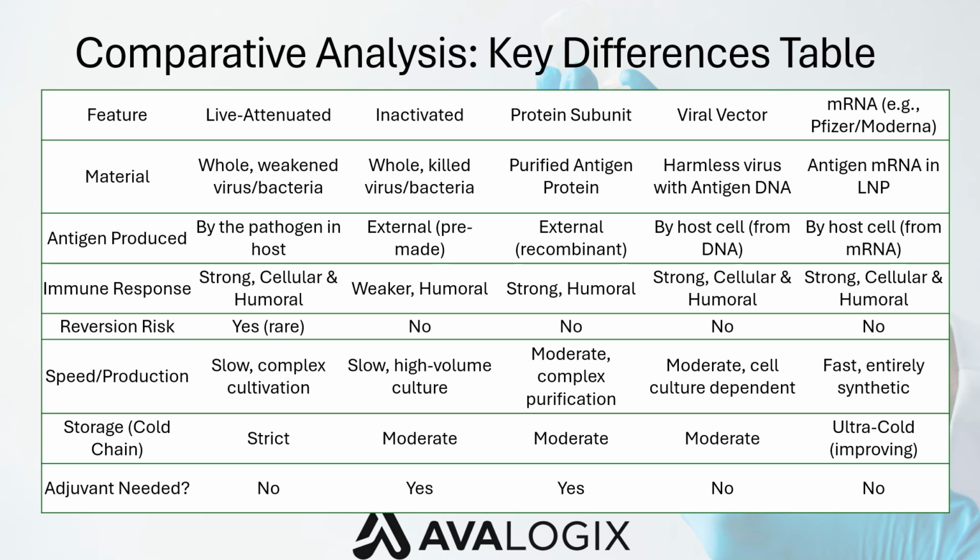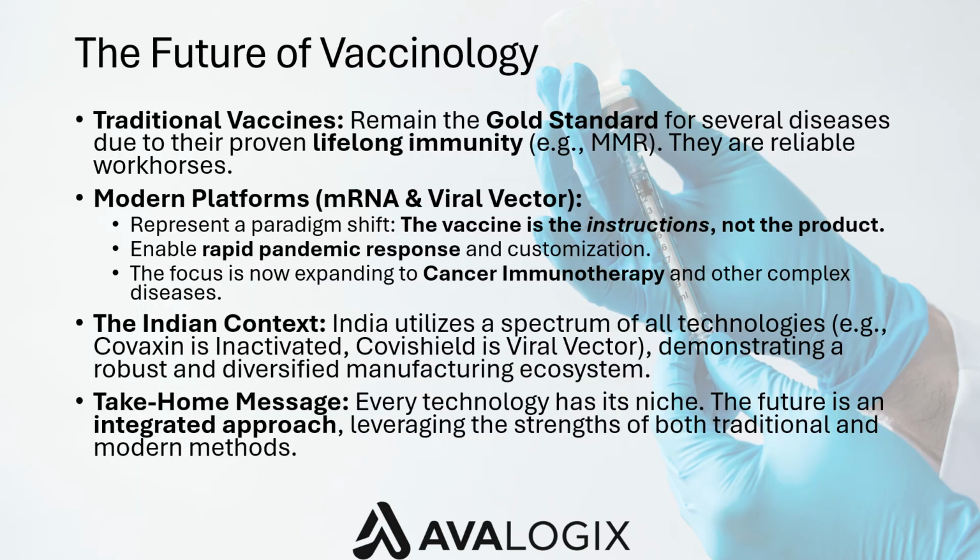This comparison is not about declaring one technology better than the others. It's about matching the right technology to the pathogen and the public health objective. In conclusion, where does the future of vaccine technology lie? It is not a winner-takes-all scenario. Traditional vaccines will maintain their relevance. When we need lifelong, durable immunity, as seen with diseases like measles, the superior cellular response of LAVs may remain the preferred option. They are reliable, and their logistics are well established.